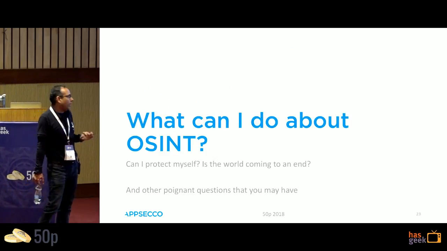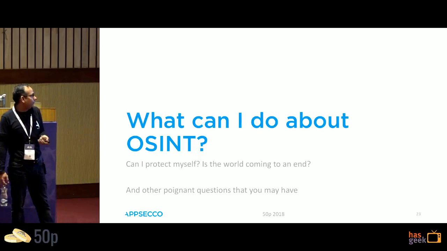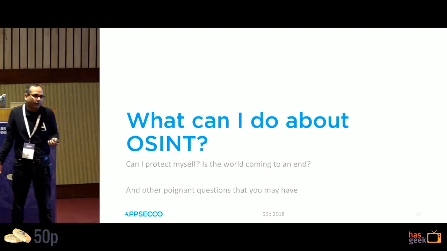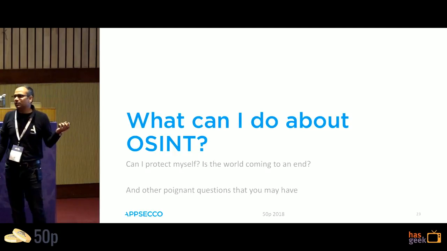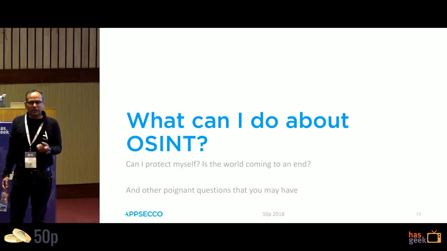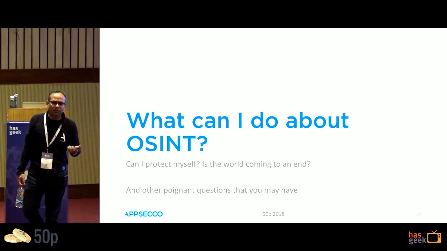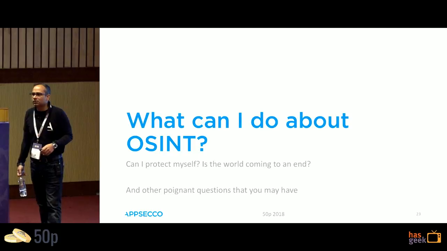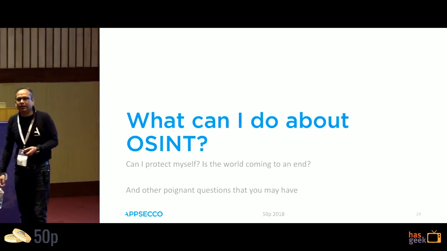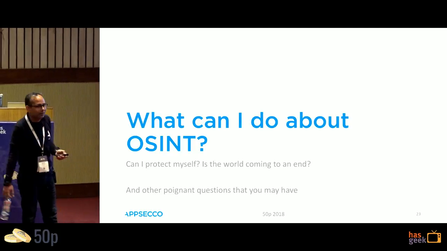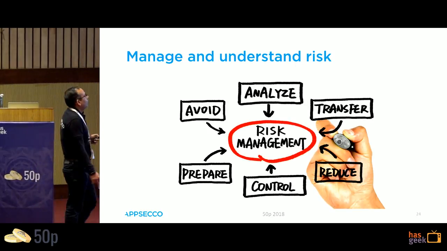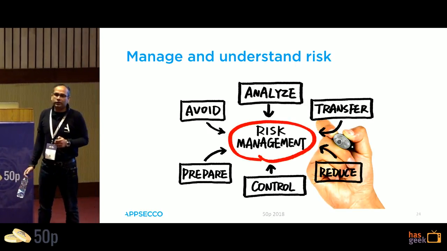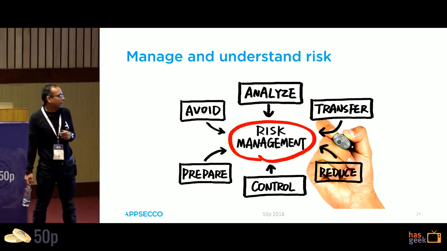So what can I do about OSINT? Can I protect myself? Well, is the world coming to an end? We don't want to make it sound like it's a big bad thing. The dump has been there forever. I don't know if you know this, Dropbox leaked 68 million passwords around 4 years ago. So if you still have access to your files, maybe the attackers are not interested in your files. The thing to understand and work with is always to manage and understand risk.